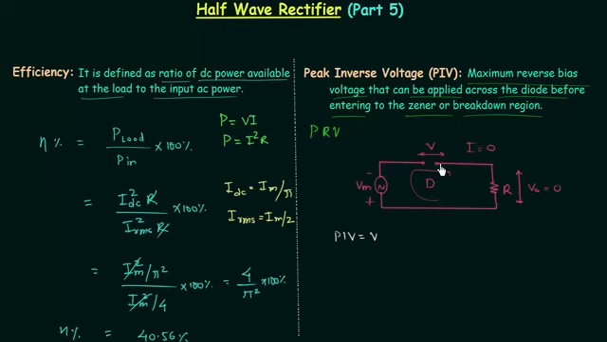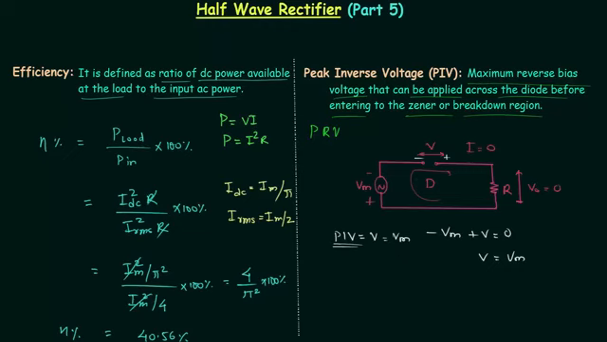Let's say peak inverse voltage is equal to V. I will calculate it by using KVL, Kirchhoff's voltage law. We have minus Vm plus V equal to 0, so V is equal to Vm, and V is nothing but PIV, so peak inverse voltage is equal to Vm, the peak value of the source voltage.